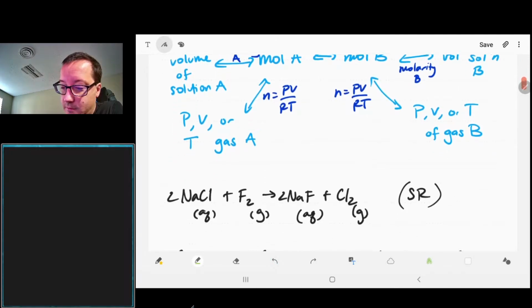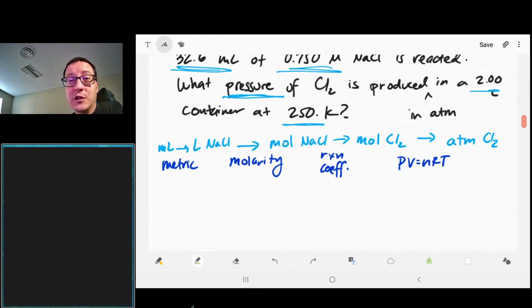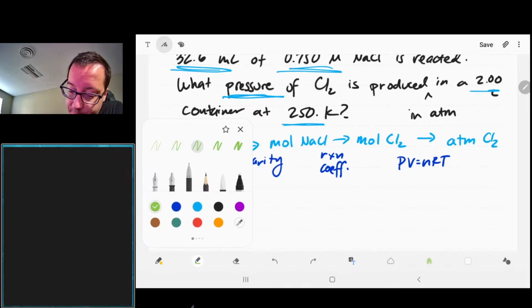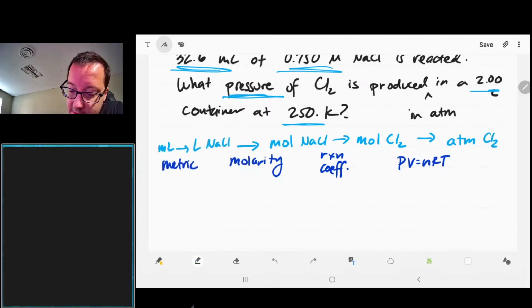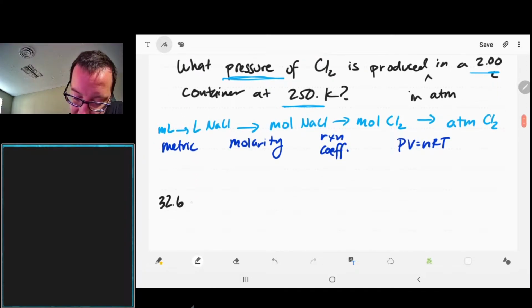So it'll tell you kind of which conversions you're going to need based on what units you're looking at. So let's go ahead and take a look at this. We're going to start off with our 32.6 milliliters. We want to first convert that to liters.